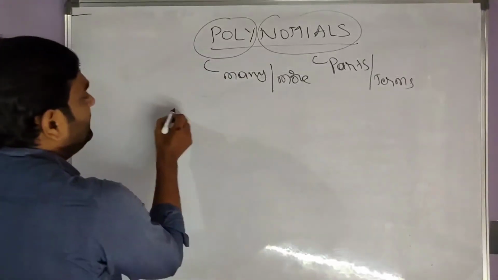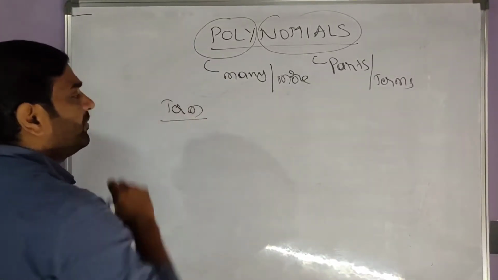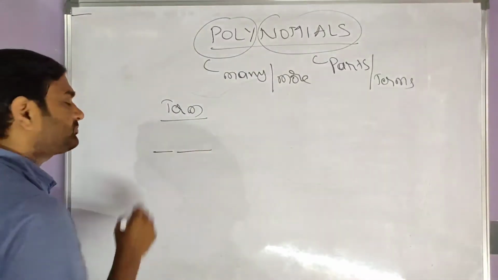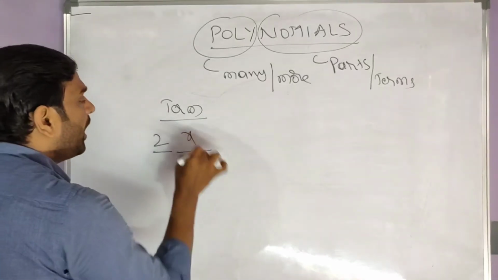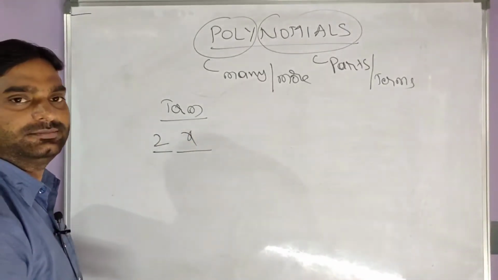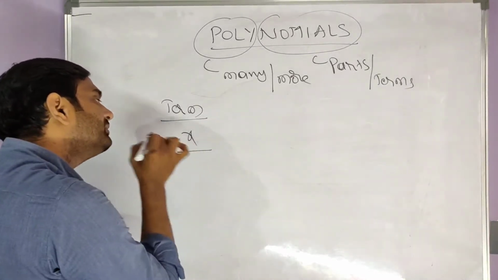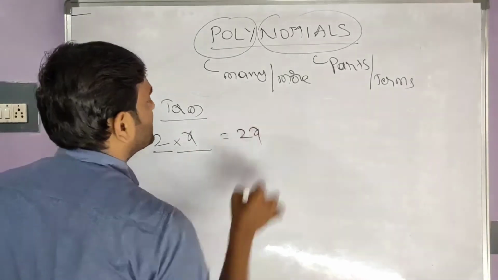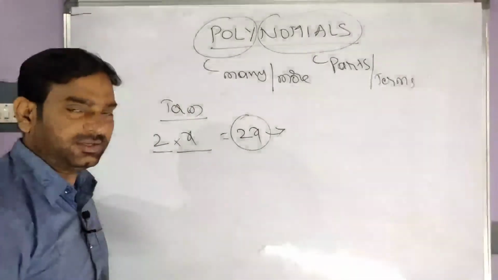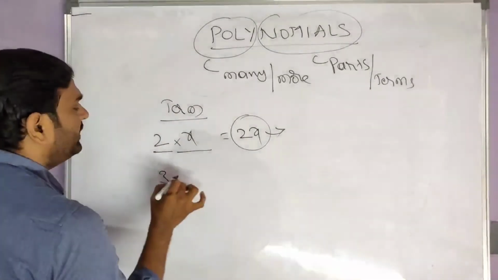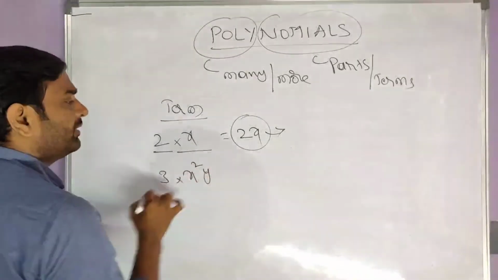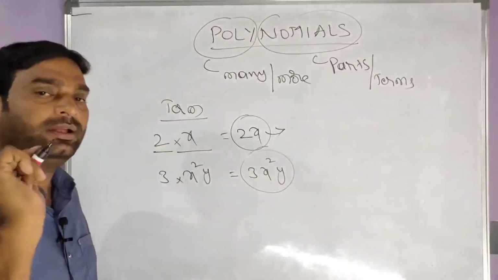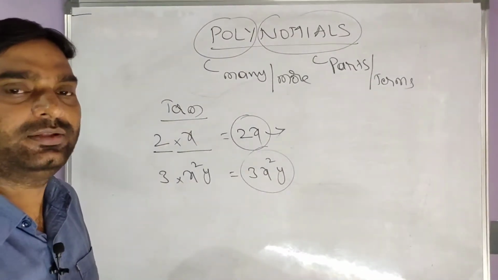Listen. First of all, what is a term? What is a term in mathematics? Here we can define it like this. In a term also, we have two parts: a numerical part and some alphabet. These two are joined by a multiplication symbol, like 2x. This totally we can call a term. For example, if we are given 3x square y, how many terms are there? Only one term.